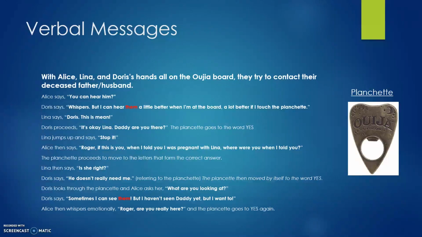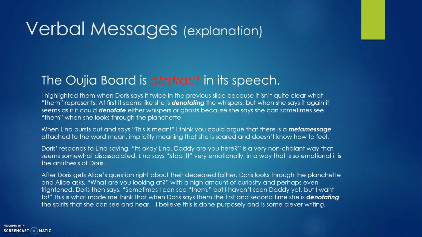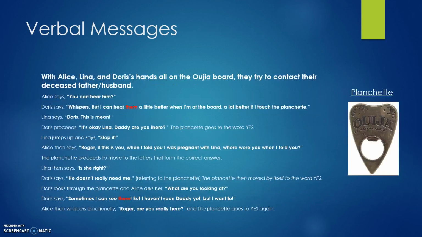And I have them highlighted right there in red, because I have it highlighted down here below too, because I have them connected. I'm not sure if "them" denotes the whispers, if she's talking about the whispers, because at first Alice says, "You can hear him," and she says, "Whispers, but I can hear them a little better when I'm at the board." So it's not clear if she is denoting the whispers or if she's talking about the ghosts.